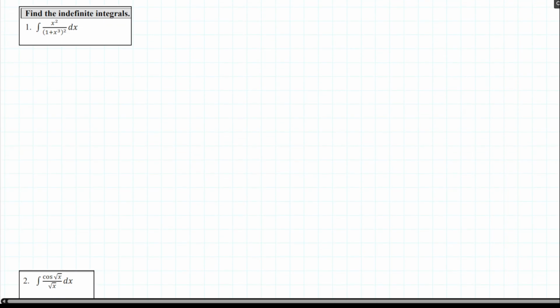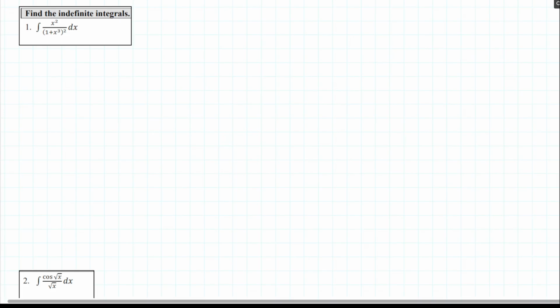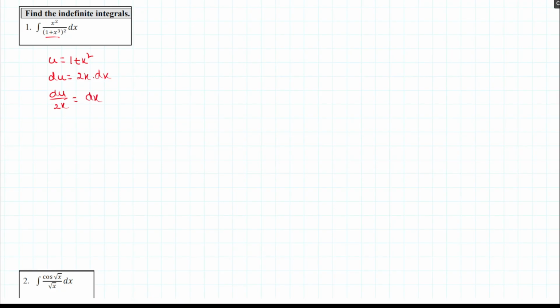Okay, and the next problem. Find the indefinite integral of x square over 1 plus x square whole square, 1 plus x cube whole square dx. Here you can see the derivative of the inside function is available outside. So you can choose u equal to 1 plus x square. Then du equals the derivative of 1, which is 0, plus the derivative of x square, which is 2x dx. So dx equals du over 2x.